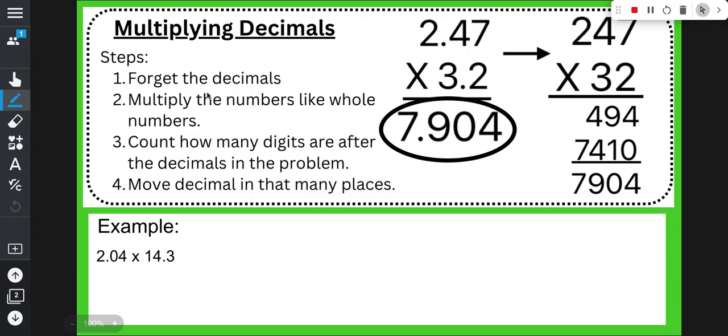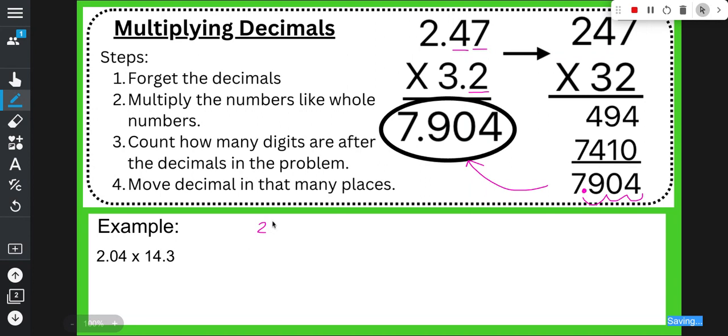7904. The next step that we're going to do is count how many digits are after the decimals. And we're going to count them in both numbers. So I had a 4, a 7, and a 2. So that is 3 digits after the decimal. So I'm going to then start on the end of my number and move my decimal in 3 spots. So my answer comes out being 7.904. There's an example problem. You can pause the video and give it a try and then resume to check your answer.